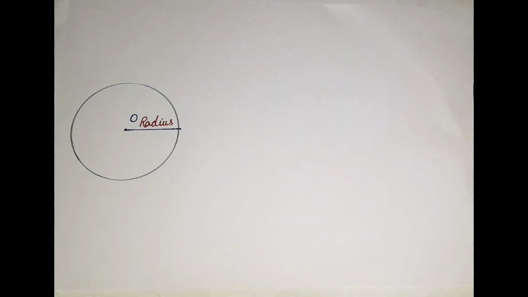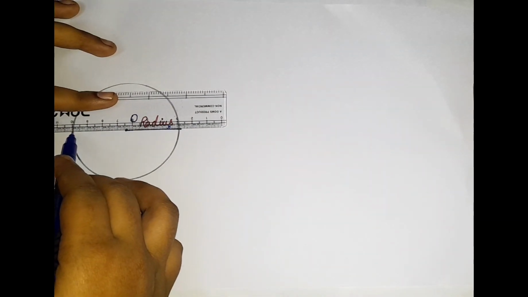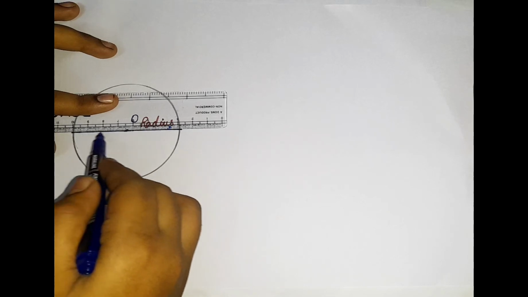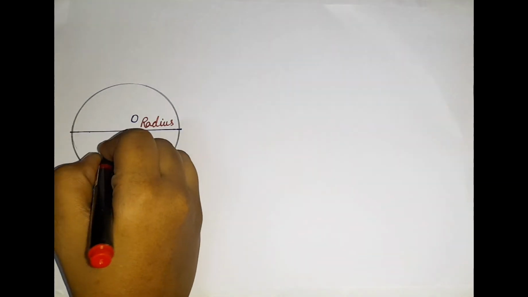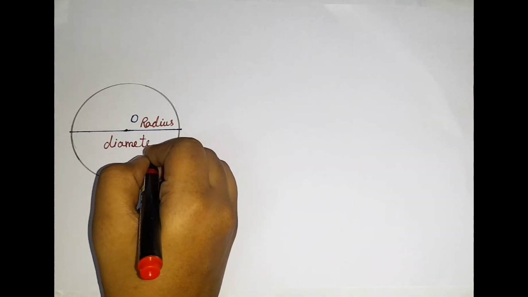Then what is a diameter? Diameter means, here we just drew a line, am I right? When we extend this line till this side, then it is a diameter. I know it is hard to understand, I will explain it, don't worry. Alright, so this is a diameter.